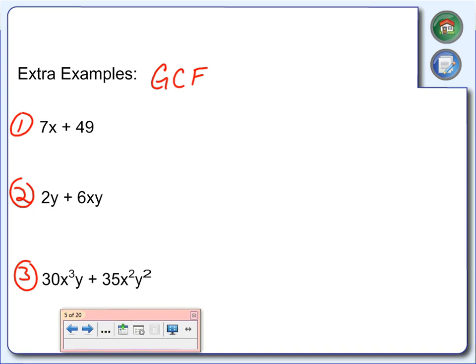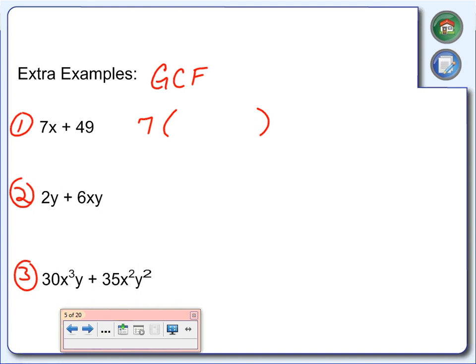I've got a 7, but I also got a 49. What's the biggest thing that will go into a 7 and a 49? 7. That right there is my GCF. Notice there is no X, and that's because that 49 doesn't have an X on it. So 7 is it. That is your GCF. That's what's going to go outside the parentheses.